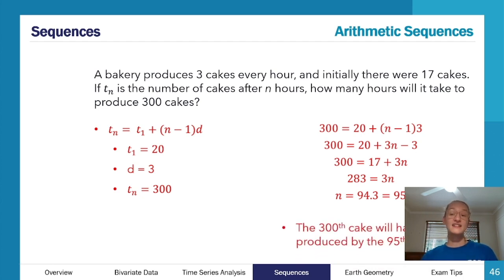And again, if asked in a sentence, always answer in a sentence. It's a great way to make sure you're getting all the marks possible. So the 300th cake will have been produced by the 95th hour. And then you can always check by substituting that value for n into your original formula. And I can see here, in fact, that if we let n equal 95, then after that time we will have 302 cakes, which means that by 94 hours, we'd only have 299, and that doesn't meet the requirements. So we do indeed have to wait 95 hours to have at least 300 cakes.